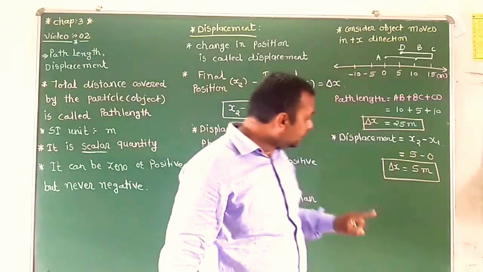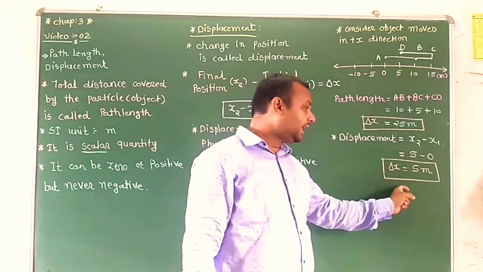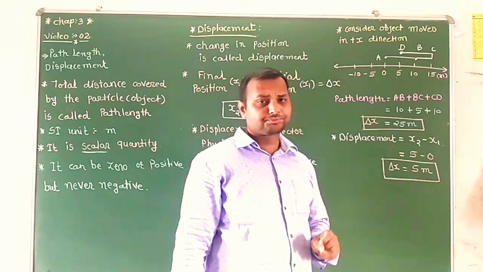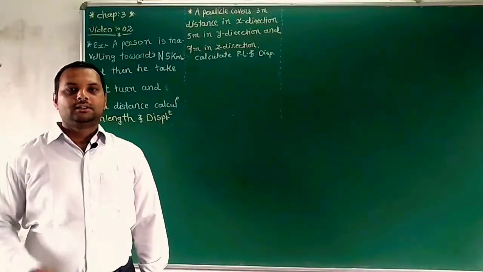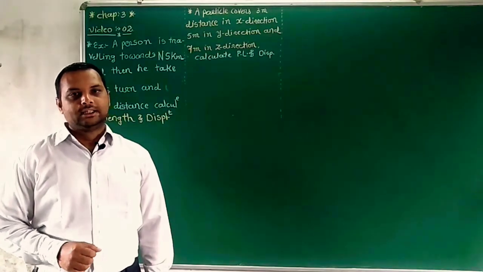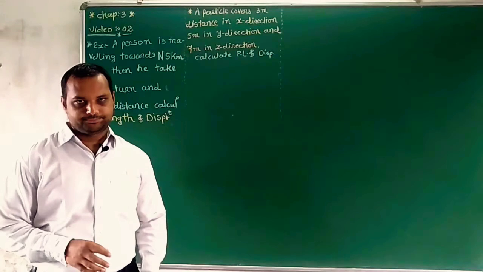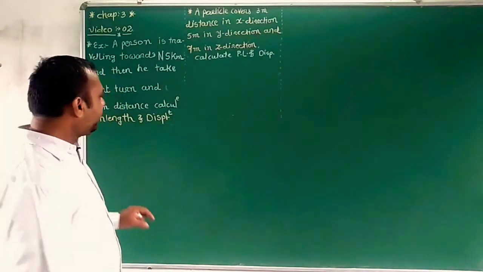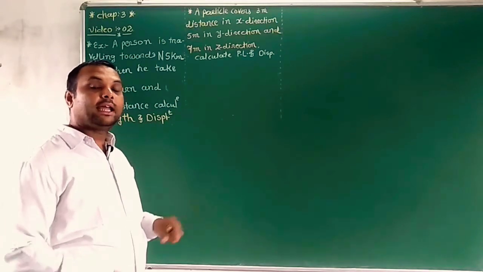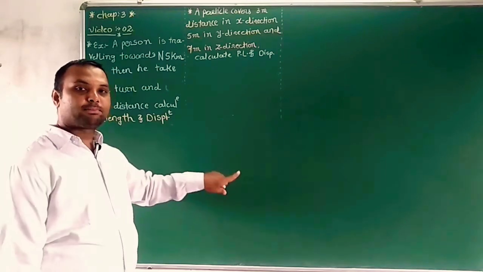Again, which is greater of the two? Path length. Okay, the displacement is smaller, and it can also come out negative. Okay, so just look at what the path length and displacement are. Now we are going to discuss a few numericals regarding that, to understand in different numericals how we can analyze the concept of displacement as well as path length.